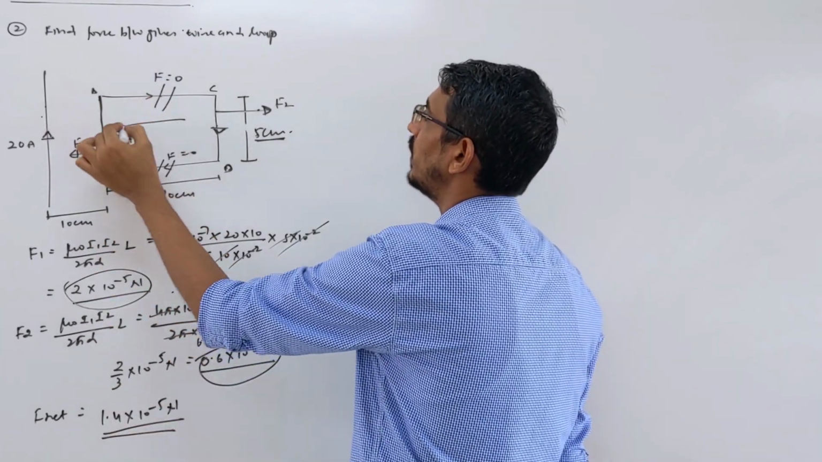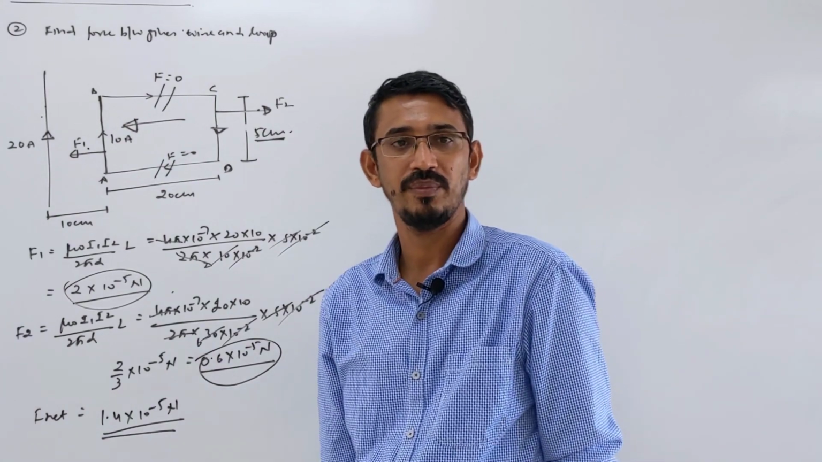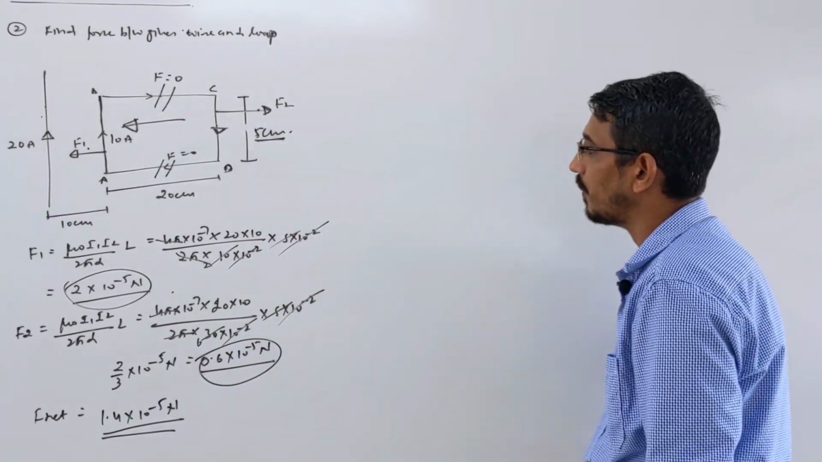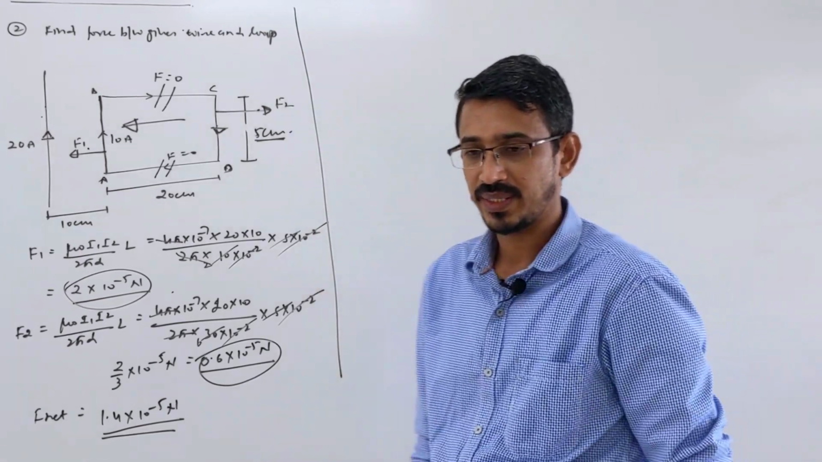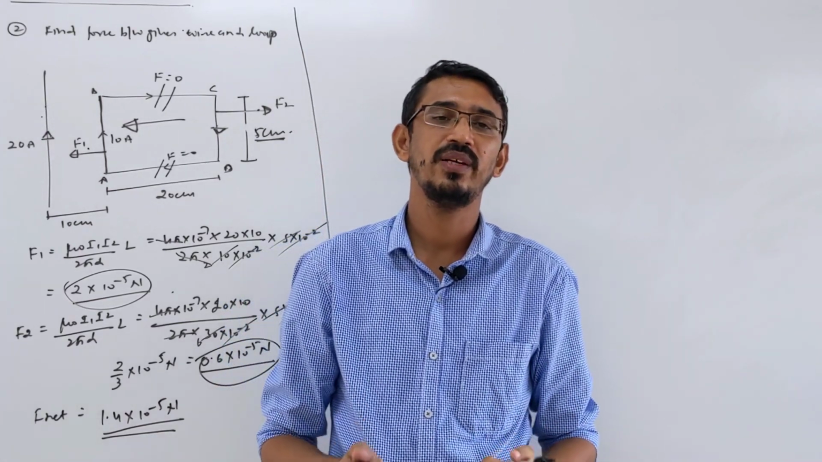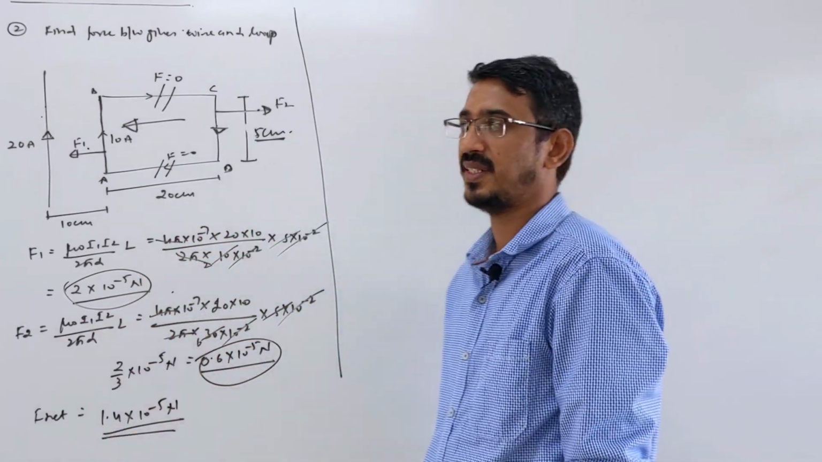So this loop will move in that direction, because this force is what? Big. Attractive force is obviously big. Okay. So these are examples of force between two parallel wires. 2-3 wires can be given, they ask net force on any wire, it is very simple, or this loop type of question also simple, nothing is there.